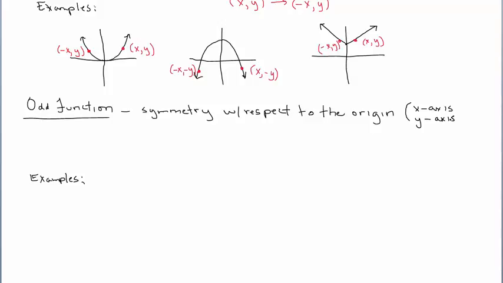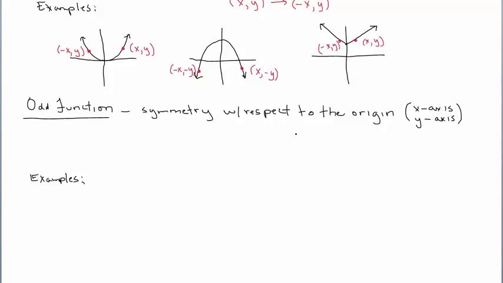And it doesn't matter if you reflect first over the x and then the y, or if you take the original graph and you reflect it over the y and then the x. It doesn't matter. But it just needs to have two reflections in order to be said to be symmetric with respect to the origin. Okay? So an odd function has symmetry with respect to the origin.